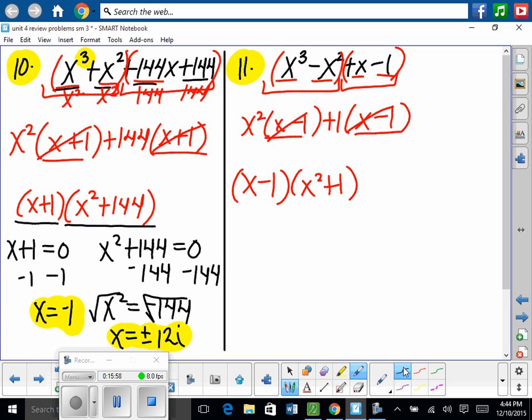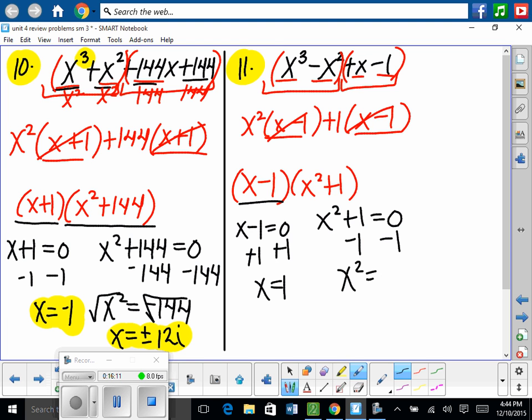Now the whole point of factoring: set each of those equal to 0 and solve. So we add 1, so x is equal to 1. Subtract 1, x squared is equal to -1. Square root both sides, and we get x is equal to plus and minus i. The square root of -1 is i, so we have these answers.